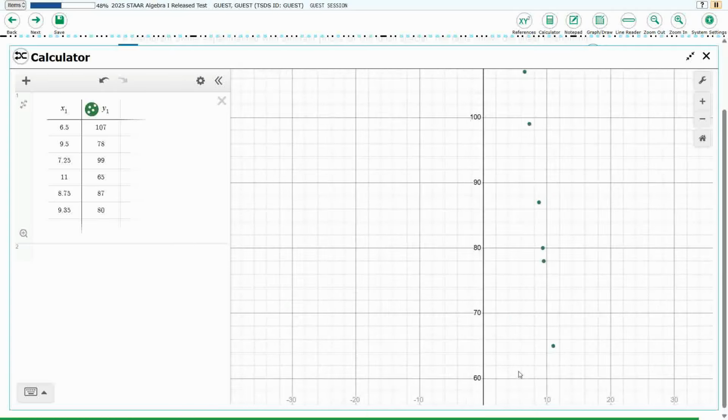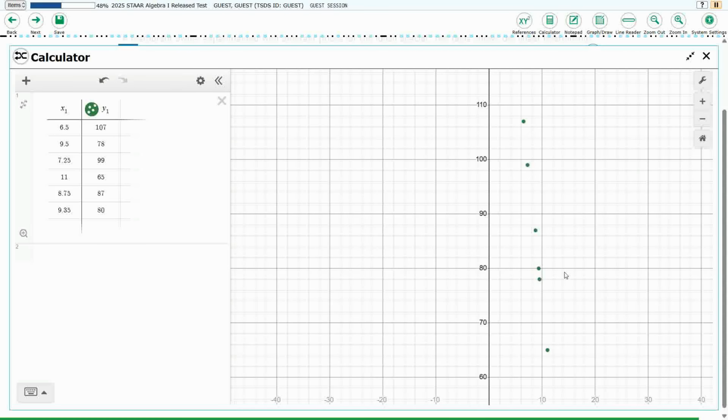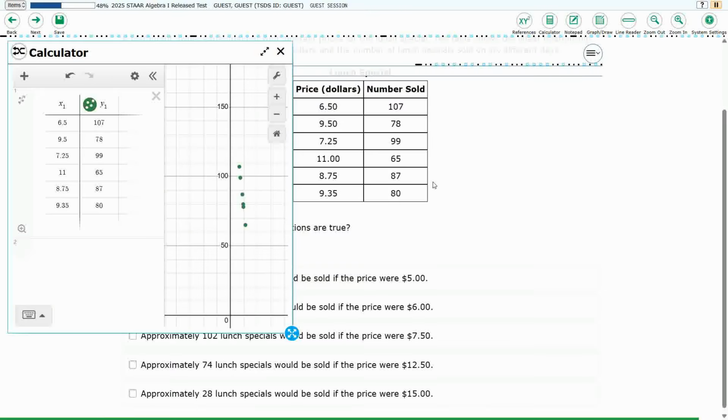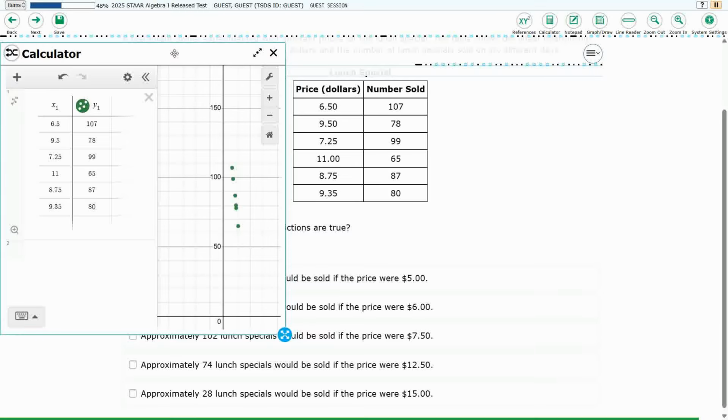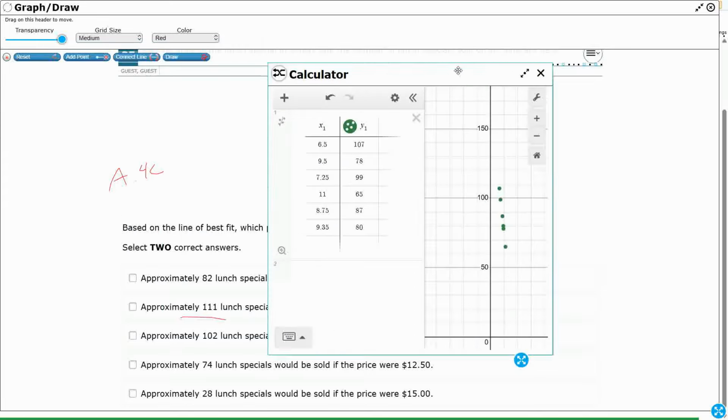It looks like, for our x values, what are they? The prices. So as the price increases, it looks like our numbers sold, that's our y, decreases, which makes sense. The more expensive you get, the less people are going to want to buy. All right, so let's look at some predictions and see which of these make sense.